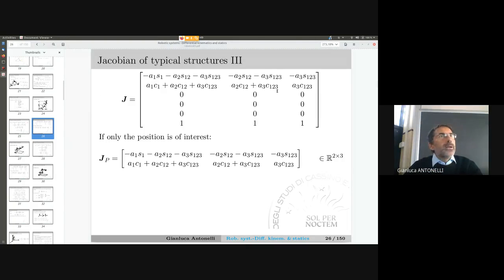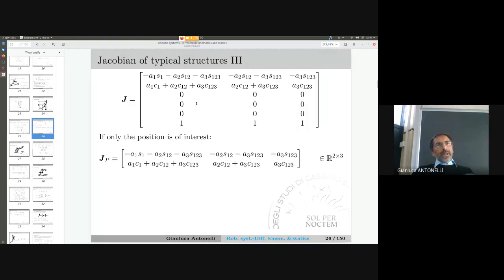This is my Jacobian. The Jacobian will always, in our structure, be composed by trigonometric functions, with rotational joints, clearly trigonometric functions of the joints, okay? It is configuration dependent, which means that here theta one, theta two, and theta three appear as variables. This means it is configuration dependent.